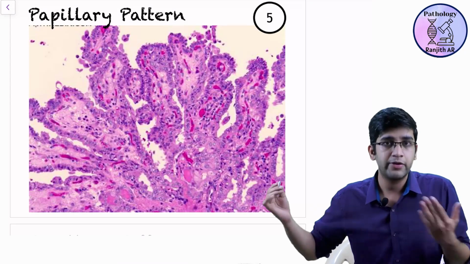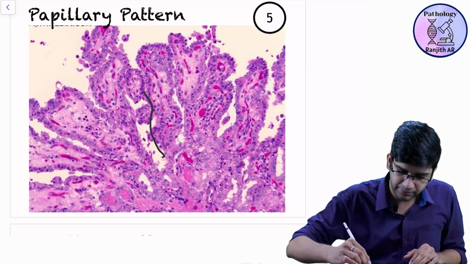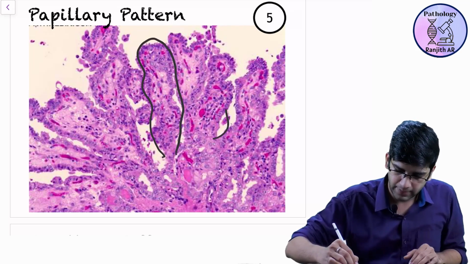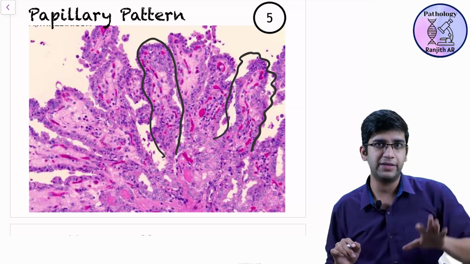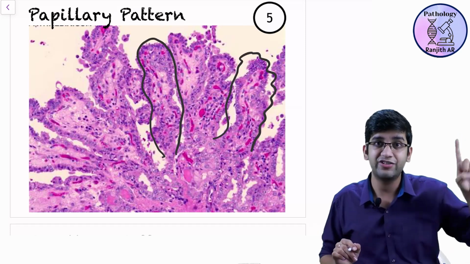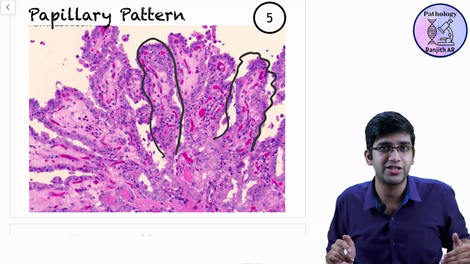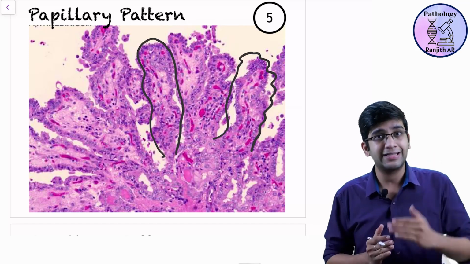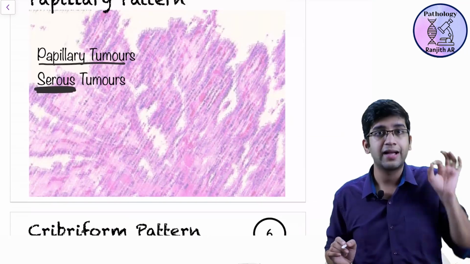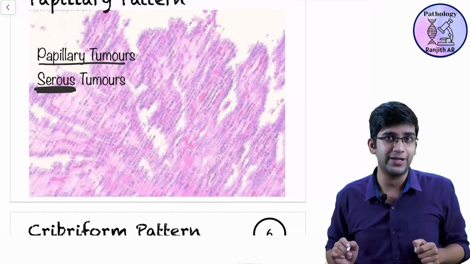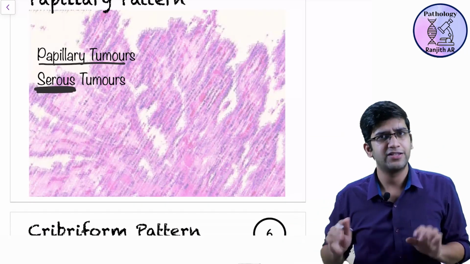Papillary pattern. When you look at this, I'm having a finger-like projection. So I'm just drawing it again. I'm having a finger-like projection with a central fibrovascular core. That's a papillae. We already read this in the first chapter when we had psammoma bodies. I'll be seeing papillary pattern in any tumors with papillae in the name and with any tumors with serous in the name. Right? Just write papillae, serous.